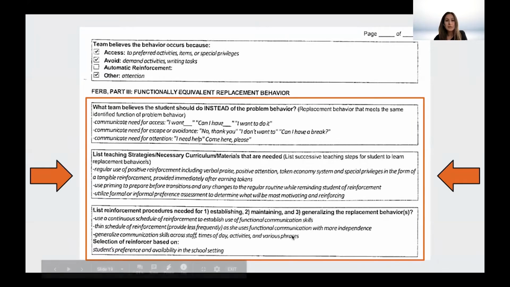We also have a box where we're going to list the teaching strategy necessary to teach again this replacement behavior. And so for example here are priming to prepare before transition, utilize formal or informal preference assessment to determine what will be the most motivating or reinforcing. And the last box, listing reinforcement procedure needed for 1, establishing, 2, maintaining, and 3, generalizing this replacement behavior. And so here specifically it tells us use a continuous schedule of reinforcement to establish using the functional communication skills, and then generalizing it to staff, times of day, different activities, various phrases.